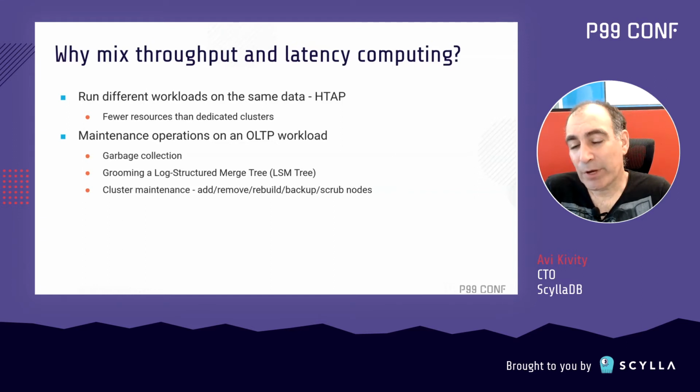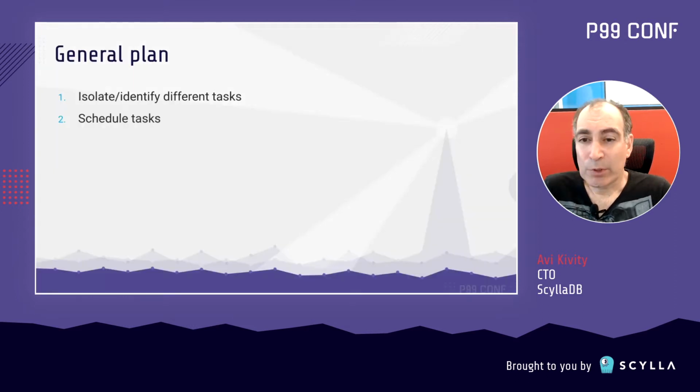All of these operations, you want them to complete quickly, but you're not interested in the latency of individual bits. You're interested in getting the total time to do the job to finish as quickly as possible. So what's the general plan? How are we going to approach this job? First, we'll isolate the different tasks.